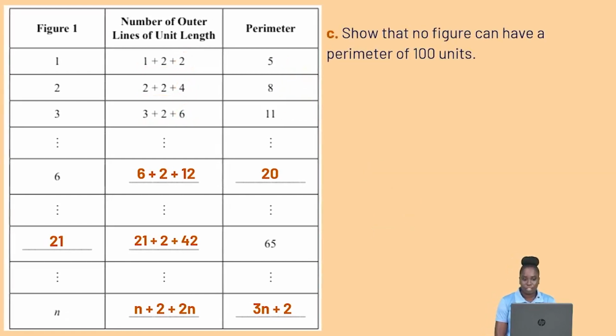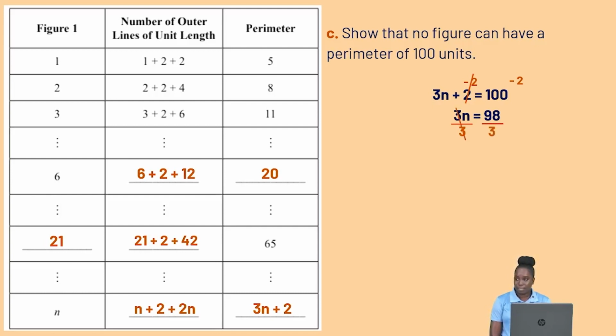Part C of the question asks us to show that no figure can have a perimeter of 100 units. Now, it's going to be a similar process to what we did previously, which would be using the nth term for the perimeter and setting it equal to 100. So let's work that out. 3n plus 2 is equal to 100. So we'll follow a similar process. We minus 2 on both sides, and that gives us 3n is equal to 98. And then we'll divide both sides by 3.